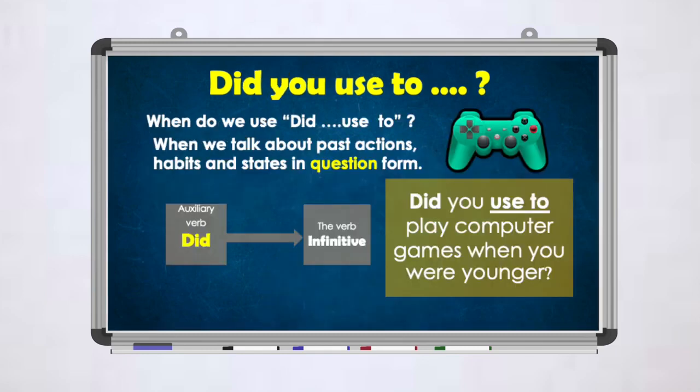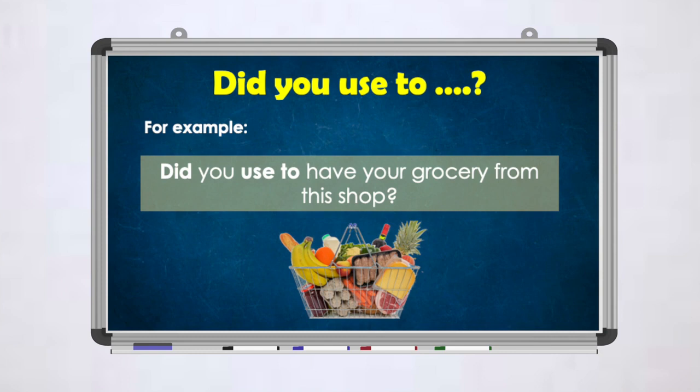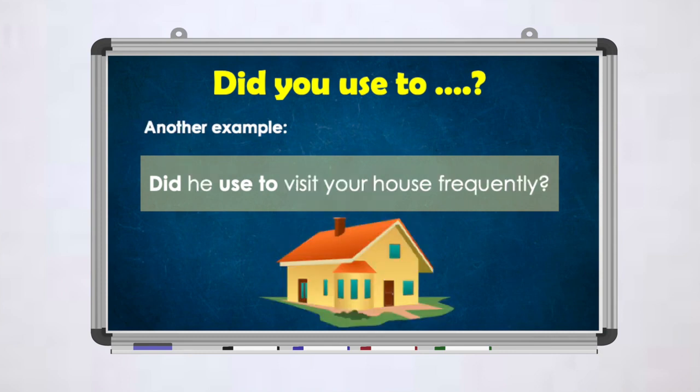Now, if I want to form a question, how am I going to say it? Did you use to play computer games when you were younger? See, because "used to" is following the auxiliary verb "did," I have to put it in the infinitive. "Use to" instead of "used to." Let's take an example. Did you use to have your grocery from this shop? Or I can say, did he use to visit your house frequently?